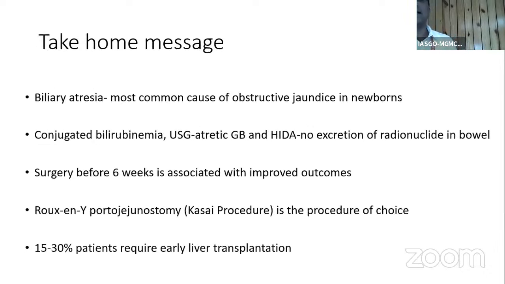As discussed in the lecture, biliary atresia is one of the most common surgically treatable causes of obstructive jaundice in newborns. It is characterized by conjugated hyperbilirubinemia, atretic gallbladder, and triangular cord sign, and on HIDA, there is no excretion of radionuclide in the bowel. Surgery before 6 weeks is associated with improved outcomes, and after 6 months, surgery is not feasible in most cases. Roux-en-Y portoenterostomy, known as the Kasai procedure, is the procedure of choice. Still, 15 to 30% of patients require early liver transplantation.